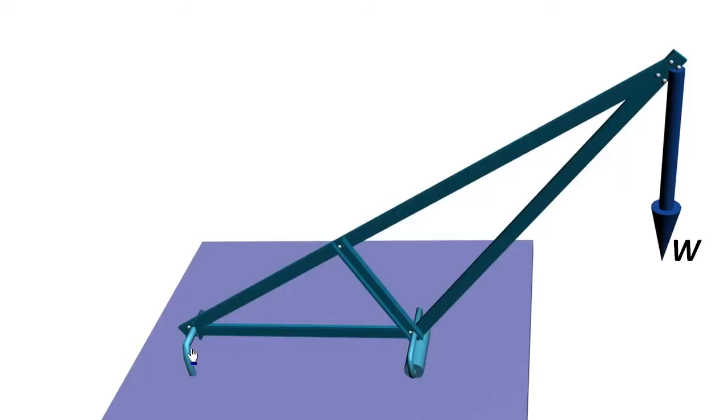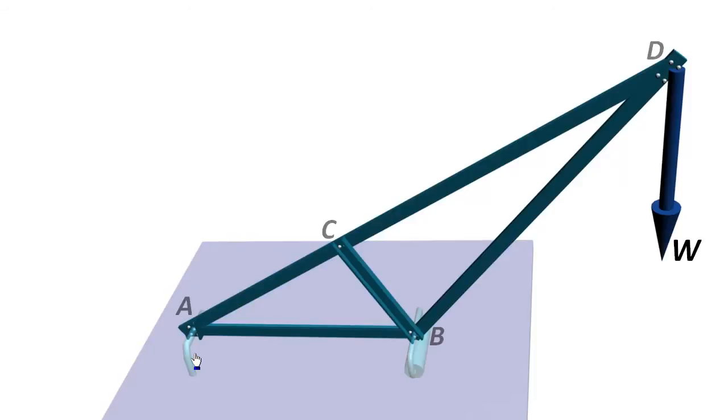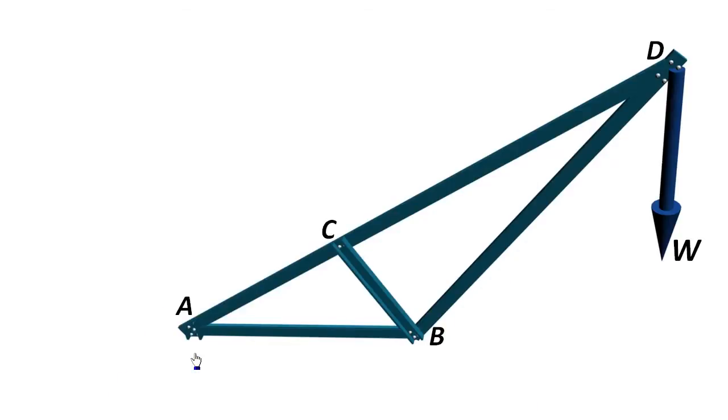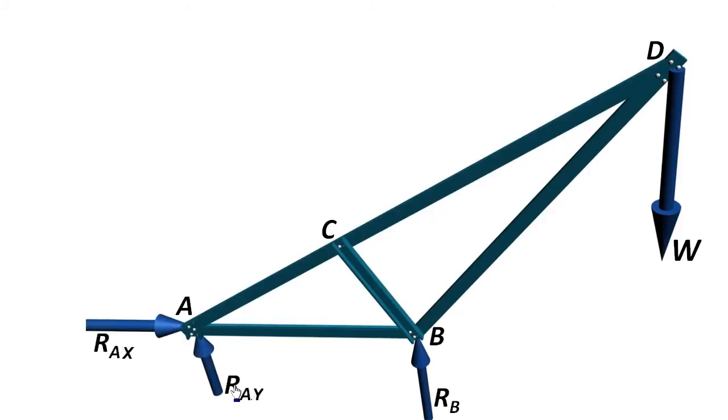So first step, determination of reaction forces from the free body diagram. Since one end is connected by a roller, the reaction force will be purely vertical. At the other end, both vertical and horizontal reaction forces are present. As the whole structure is under static equilibrium, we can use three equilibrium equations to solve for the three components of reaction.